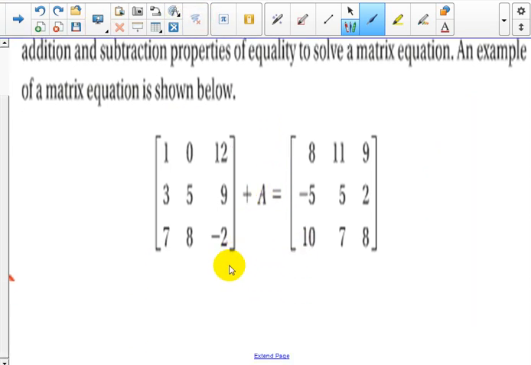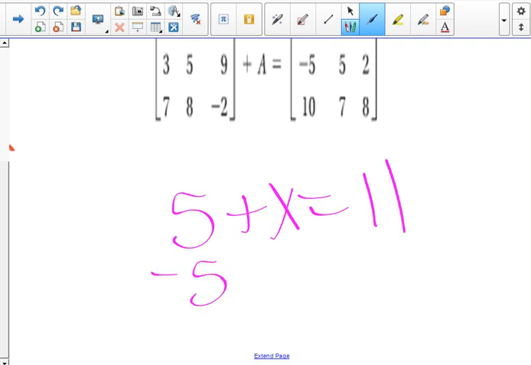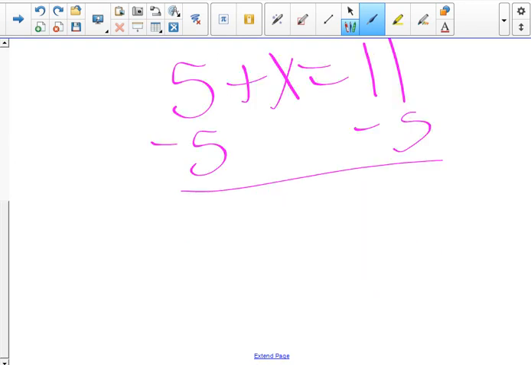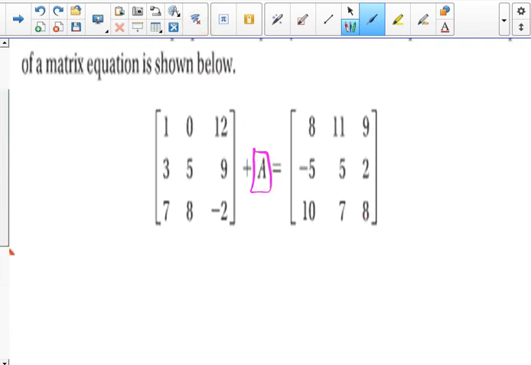Well, there's lots of ways to do this. You know, it's just simple algebra. It's like saying 5 plus x equals 11. So how would we solve that one-step equation? We would subtract 5 from each side, right? And then we would say that x is equal to 11 minus 5, which is 6. So we're going to work this much the same way. We're going to solve for A because we're trying to figure out what is matrix A. So what do we need to do? We need to subtract this matrix from both sides.